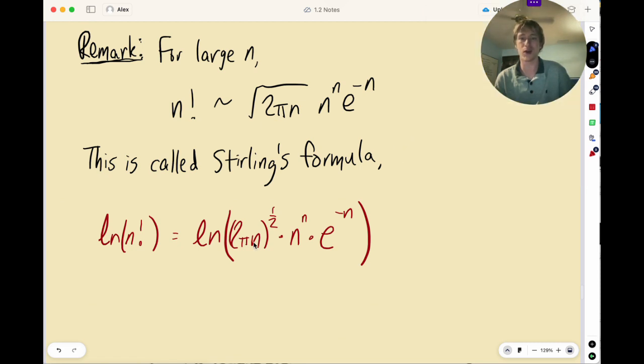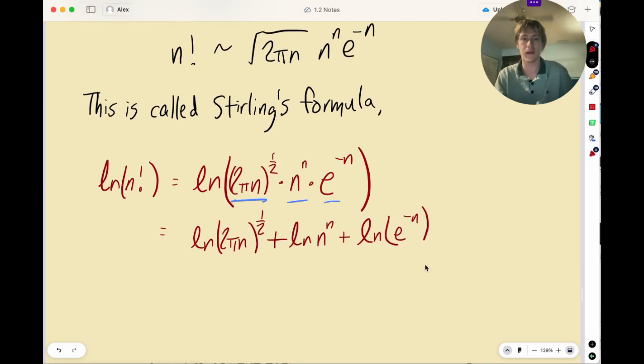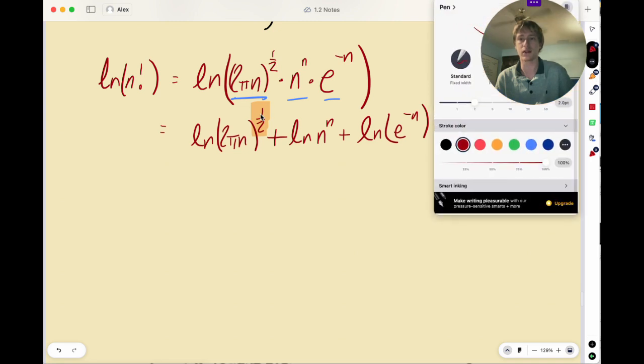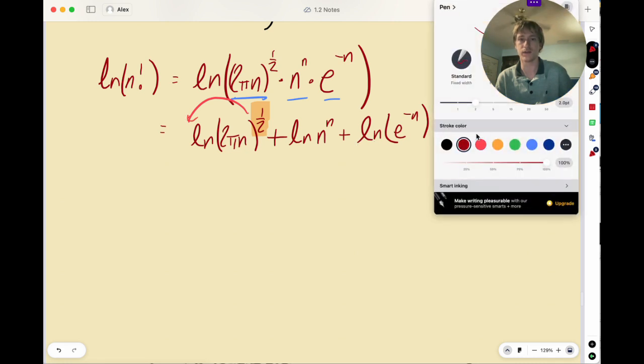Now remember, what does the natural log of a product look like? The natural log separates a product into a sum of these three terms. So that is going to equal the natural log of (2 pi n) to the 1/2, plus the natural log of n to the n, plus the natural log of e to the minus n. Another property of logarithms says that you can take the power and move it right in front of the natural log. So that's exactly what we're going to do.